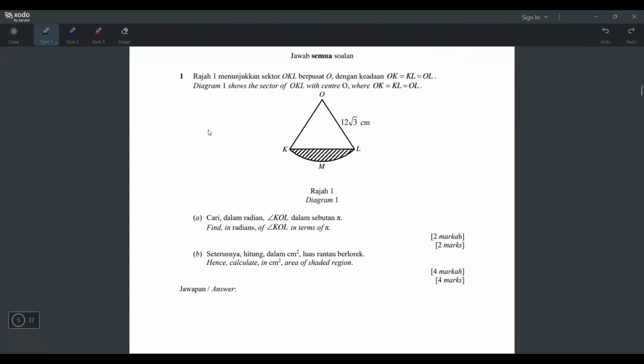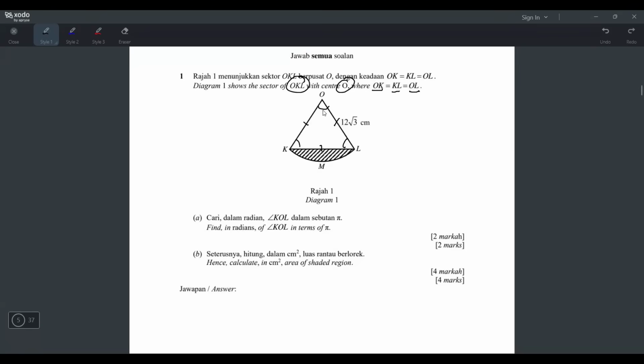Okay, question number 1. Let's start. Diagram 1 shows the sector of OKL with center O where OK, KL, OL. So obviously this is a circular measure question, and they tell us OK, KL, OL panjang semua sama. So if the sides are the same length, we can label like this. That means this is an equilateral triangle lah. Because if all three sides sama panjang, then we call this an equilateral triangle, right?